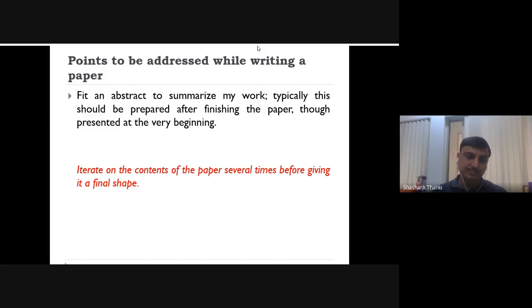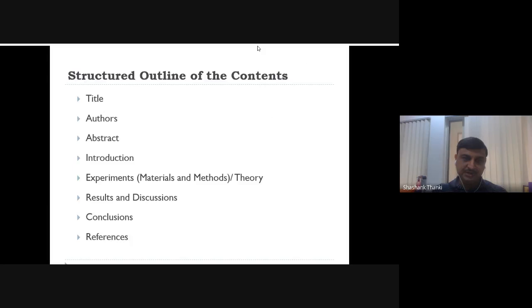Let me talk about the structure. Again, it's always a flexible structure. There is no defined structure. Depending upon the type of research you are conducting, these elements may vary.